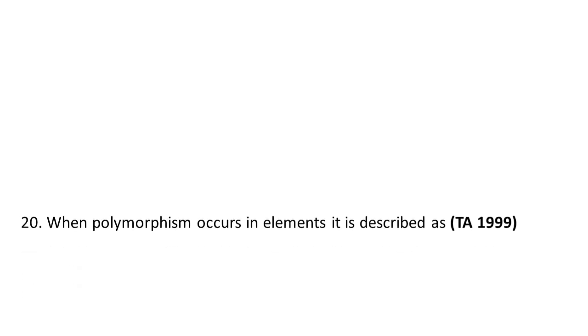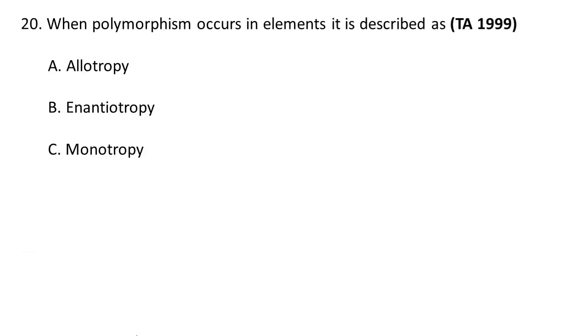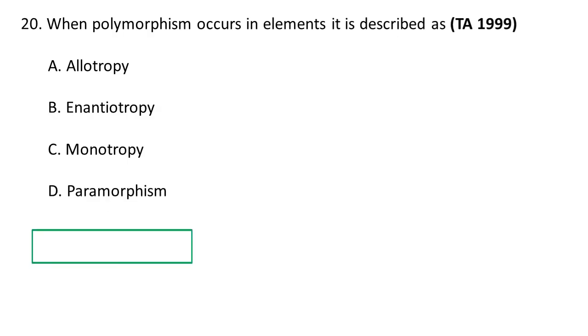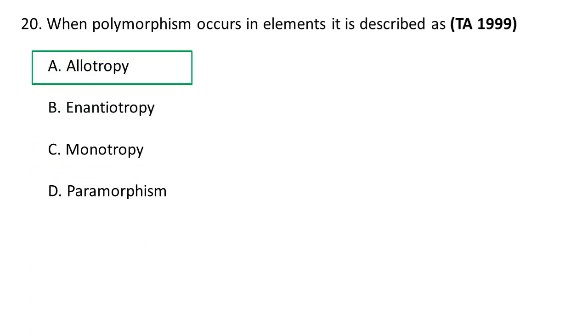Next question. When polymorphism occurs in elements, it is described as A. Allotropy, B. Enantiotropy, C. Monotropy, D. Paramorphism. When polymorphism occurs in elements, it is known as allotropy. Allotropy is a term commonly used in metallurgy to describe elements that have different forms.